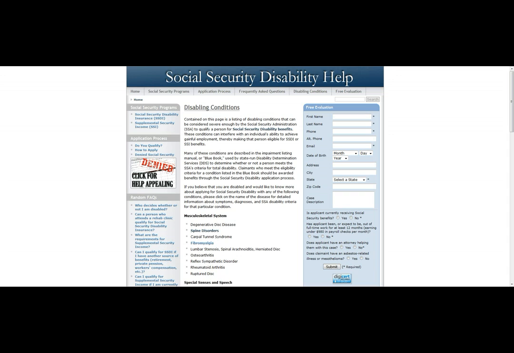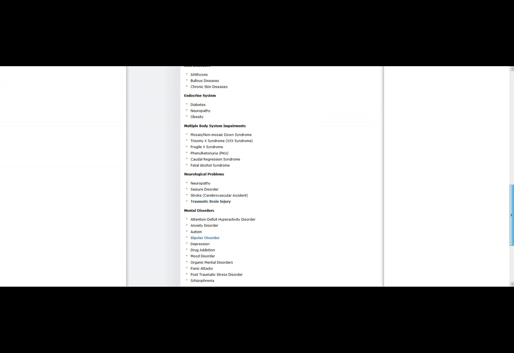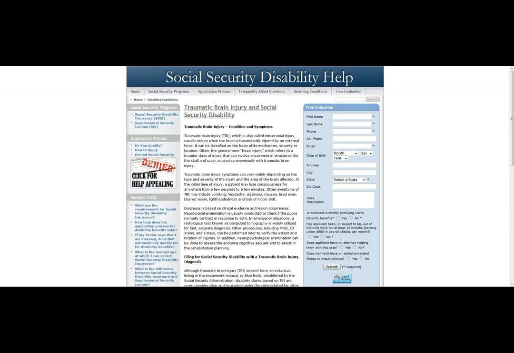If you go to our website, SocialSecurity-Disability.org, you'll come to the Disabling Conditions page. If you scroll down to the section under Neurological Problems, you'll notice the last one there on the bullet point is traumatic brain injury. If you click there, you'll get some helpful information about applying for Social Security disability benefits after traumatic brain injury.